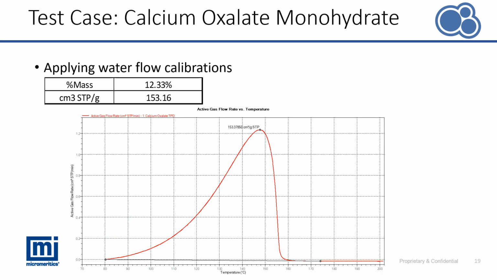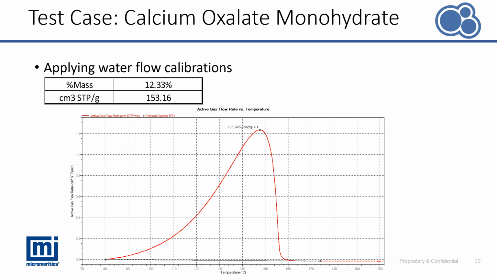If we apply the vapor flow calibrations, the y-axis on the graph would change. The y-axis is changed from a TCD signal to an active gas flow rate in centimeters cubed per gram STP. Although the graph shown here represents the x-axis as temperature, for integration, it would use the time axis for quantification.